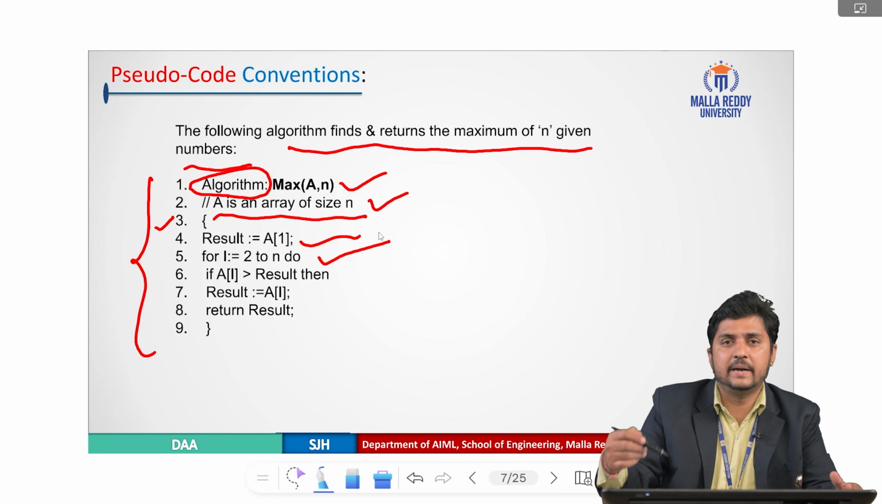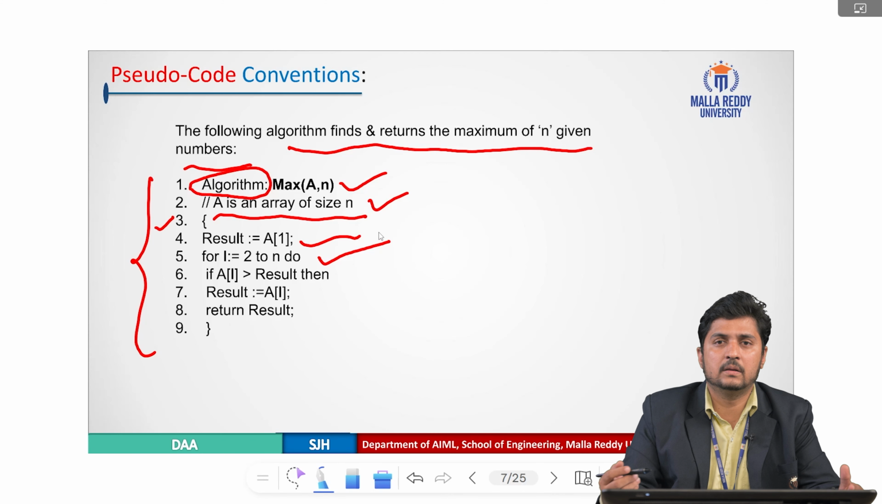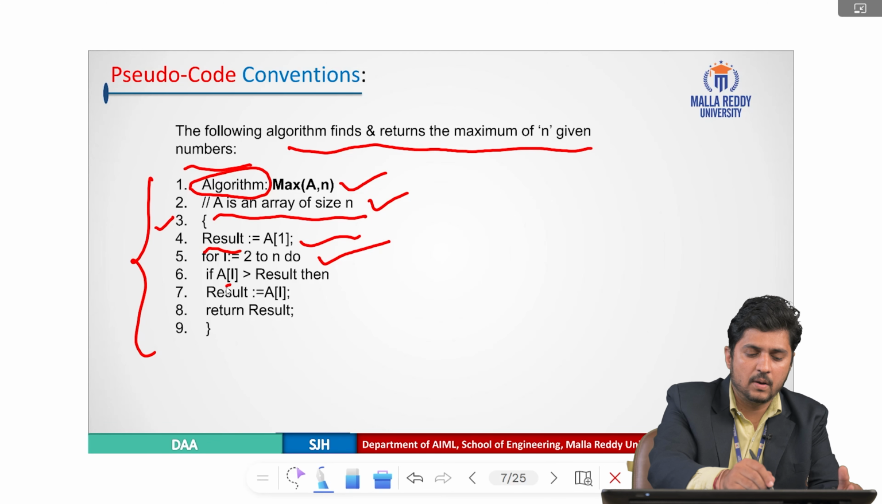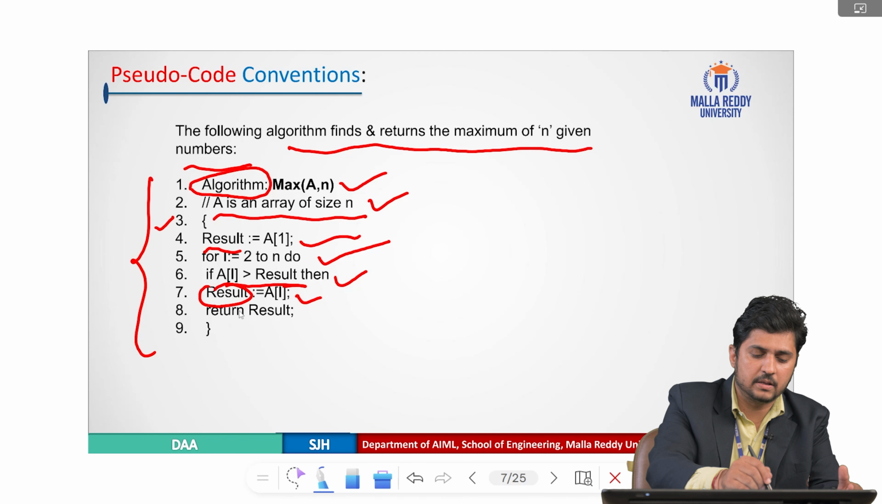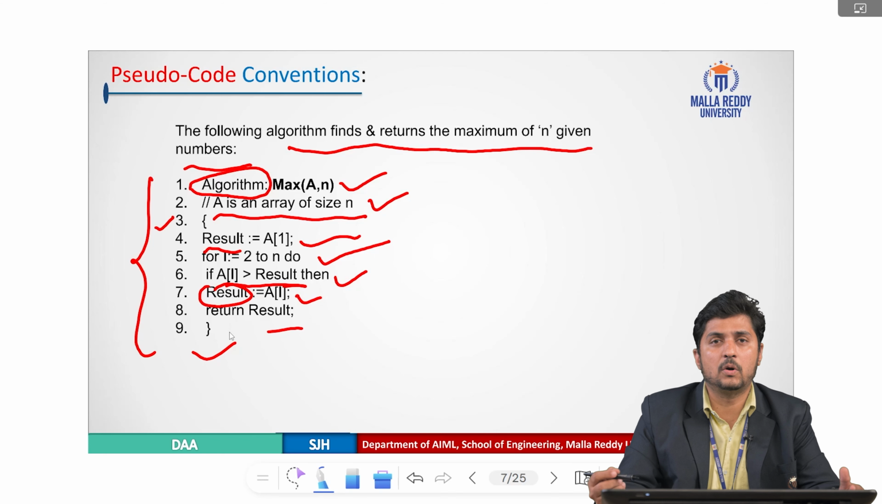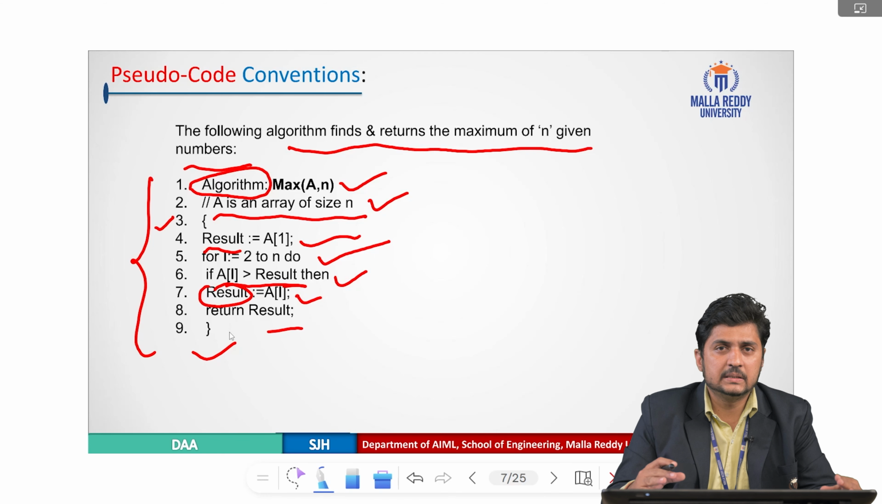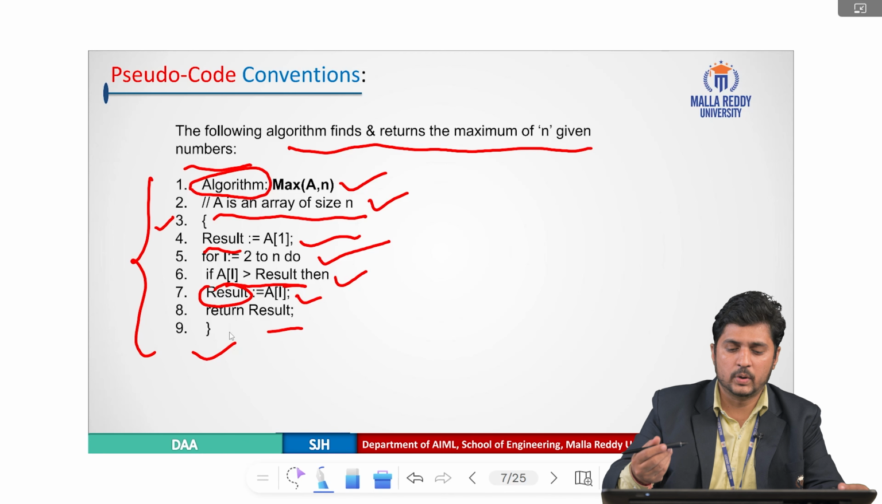Then we'll go for iteration, that is with the counter variable i going from 2 to n, because the first element is already stored into a result variable. Then one by one we are going to compare the elements. Based on the comparison, the result will be updated into a variable named result, and the same result will be returned here. So this is how we write a pseudocode, and in this pseudocode we can clearly see that it is a combination of both English, that is natural language, and programming constructs. This is how most programmers and students are able to understand it in a simpler way.